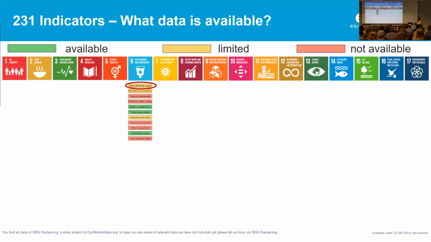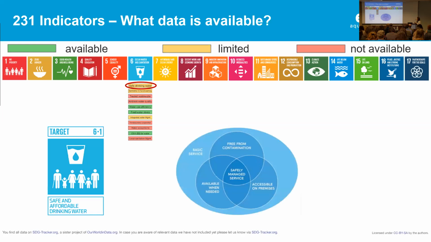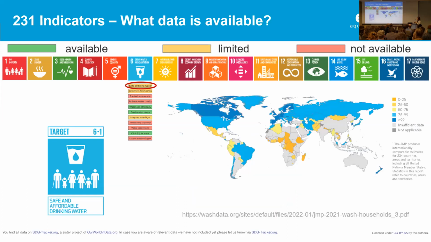In this talk, I'm going to focus on the indicator which Rick has already introduced to us, which is 6.1, access to safe and affordable drinking water. This is the target, and the indicator is safely managed drinking water. This is the map which Rick has already told us about. We have estimates for approximately half of the global population, which is amazing. At the same time, it means we don't have estimates for the other half at a national level.